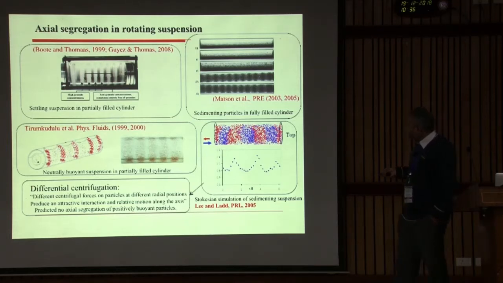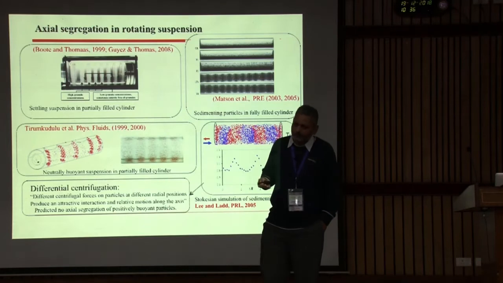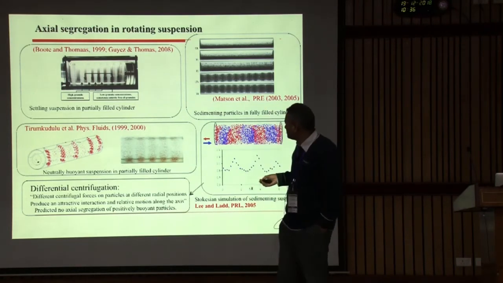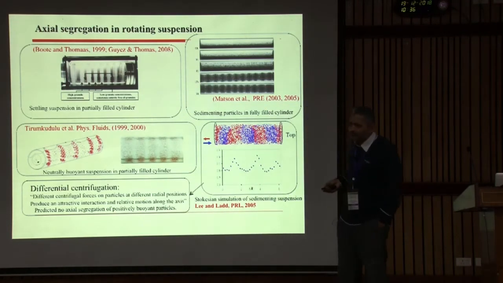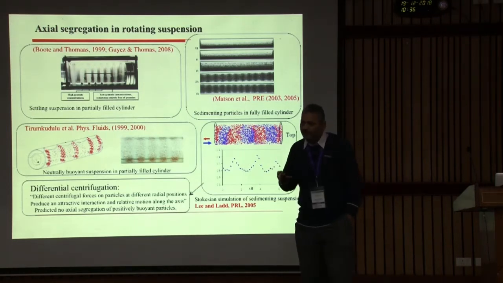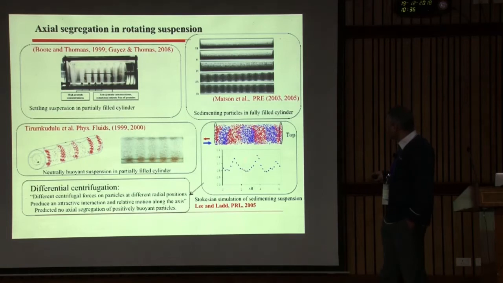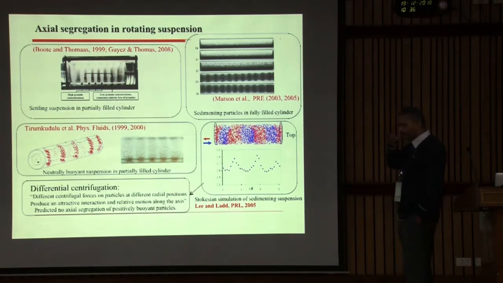So it was proposed that for low Reynolds number, you need to have a free surface, which develops instability, and these patterns are formed. But later, Madsen et al. also observed that even if you have a completely filled cylinder, but instead of neutrally buoyant particles you have settling particles, particles heavier than the fluid, then also you do see these patterns forming. Later, Lee and Lard carried out Stokesian simulation, considering these particles as point particles.